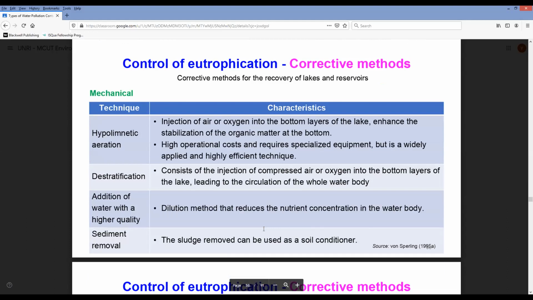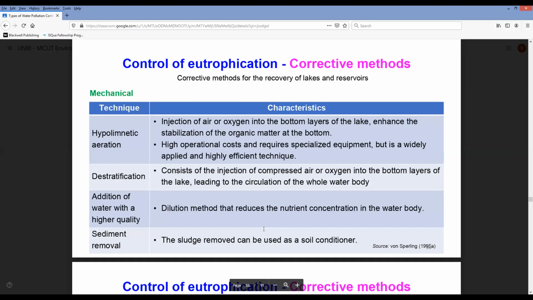And then this table shows the corrective methods. The first one is the mechanical part. I will talk a little bit faster because we still have so many slides in the end. For the mechanical part, the first one is called hypolimnetic aeration. We inject air or oxygen into the bottom of the lake, to enhance the stabilization of organic matter.